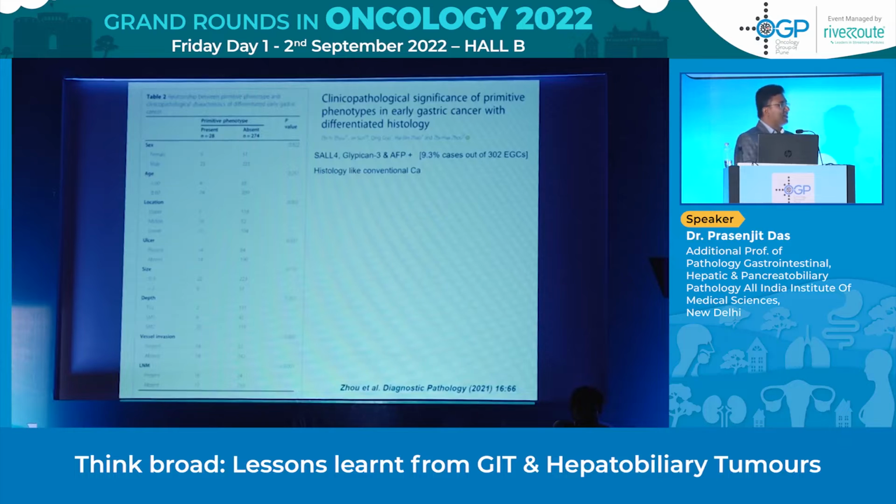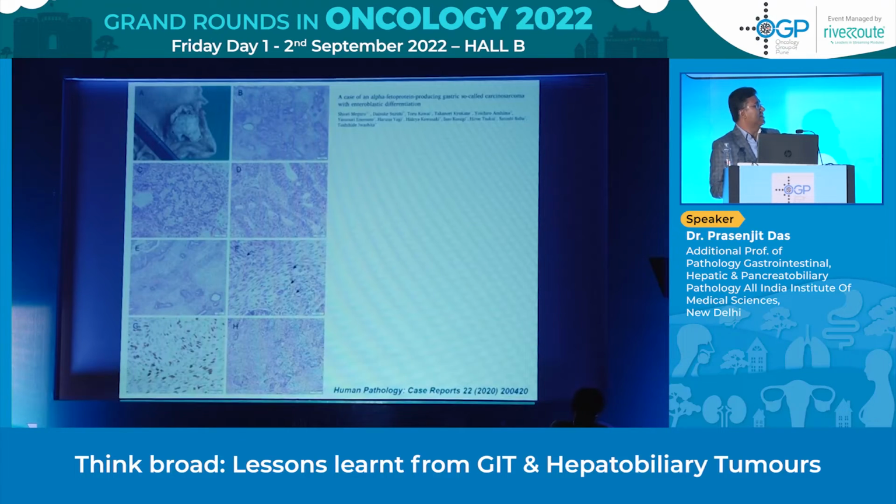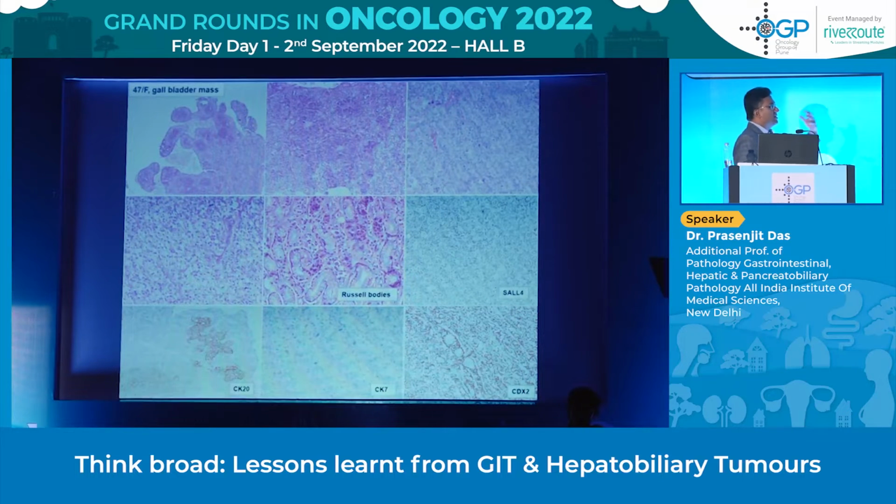If you look at the series, you will find this type of primitive differentiation, like in this study, which was from I think China, and they studied 302 early gastric carcinomas. They reviewed all and did all these markers. They found that less than 10% of the tumors show this embryonal differentiation, and histologically they said it is like conventional carcinoma. There is one rare example where these authors identified a carcinosarcoma-like tumor with focal embryonic differentiation. So we can see this type of embryonic differentiation in this type of primitive tumors also.